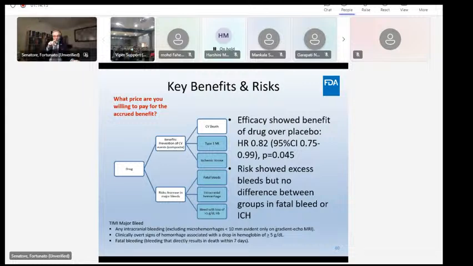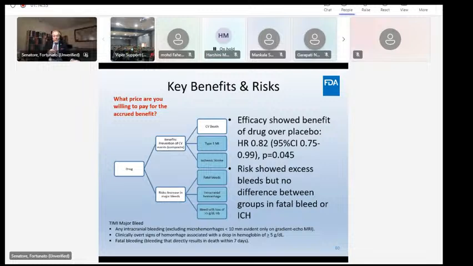And then the benefit is I'm reducing death, heart attack, and stroke. And I reduced death, heart attack, and stroke by 18%. The hazard ratio was 0.82, and it was statistically significant. The risk showed excessive bleeds, but luckily none of the bleeds were fatal.